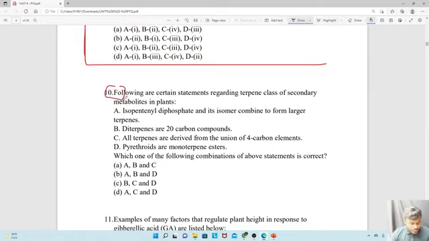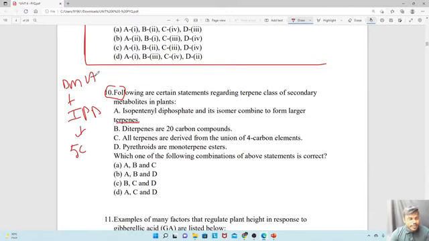Friends, look into the question. The question says the following are certain statements regarding the terpene class of secondary metabolites. Isopentenyl diphosphate and its isomer combined to form a terpene. Of course, true, right? IPP is what carbon? 5 carbon. I hope every student remembers. And what is the isomer of the IPP?